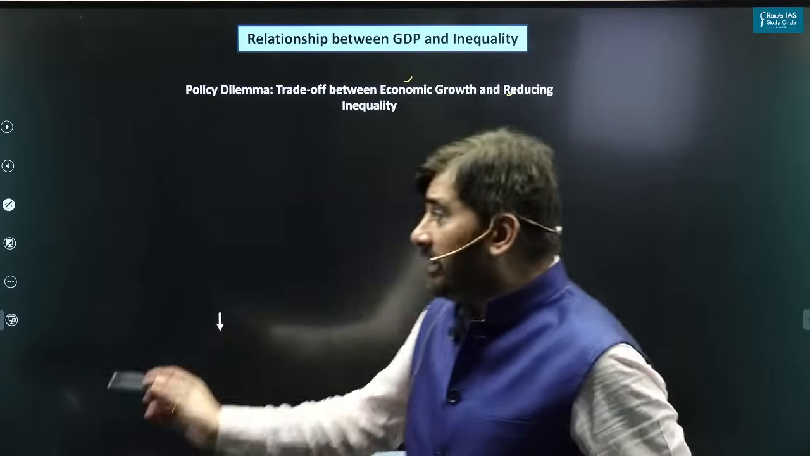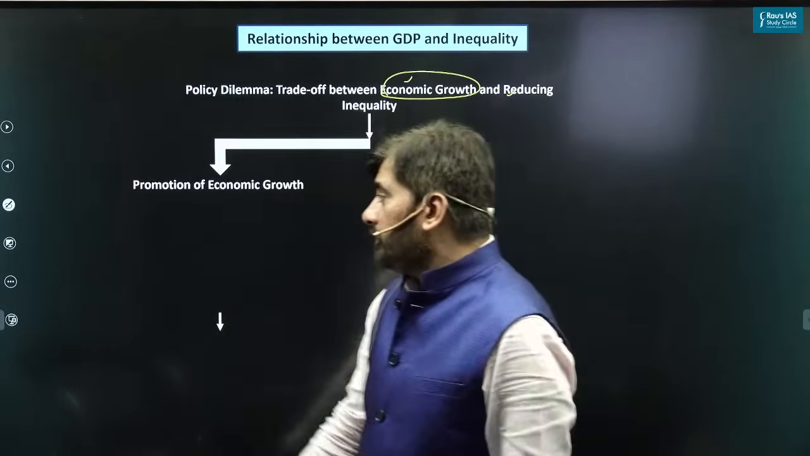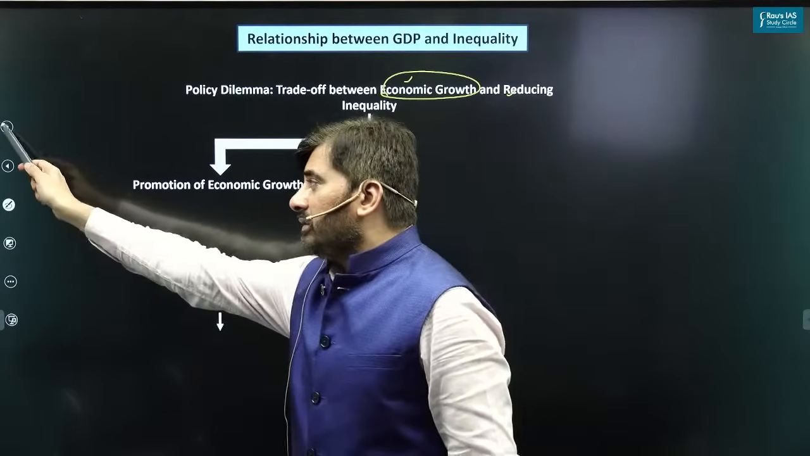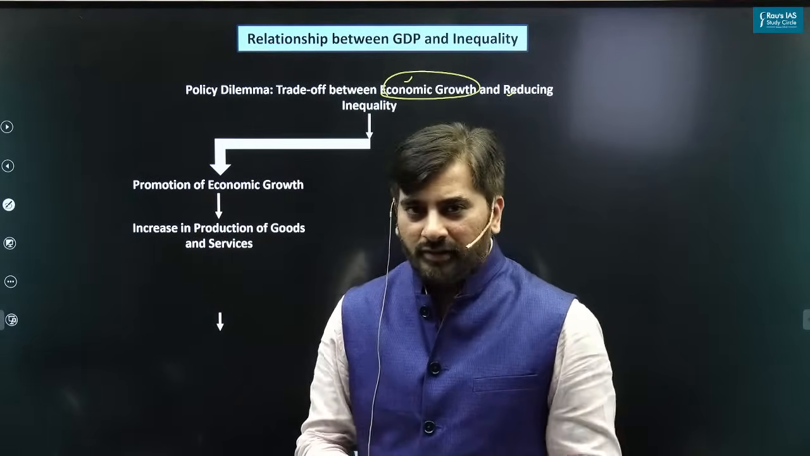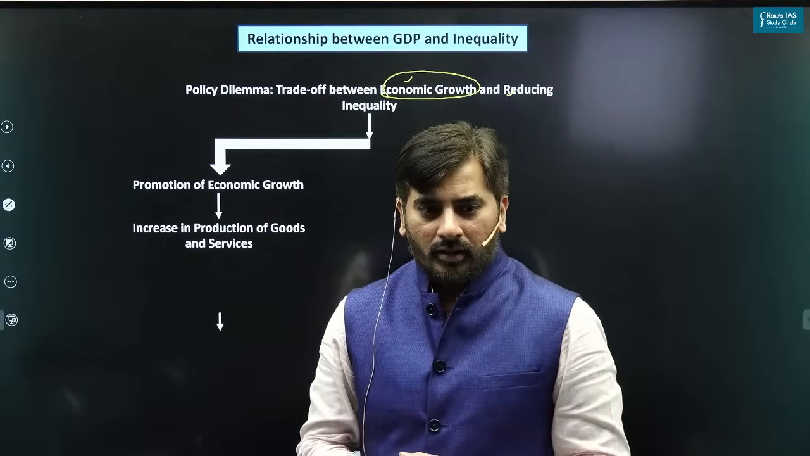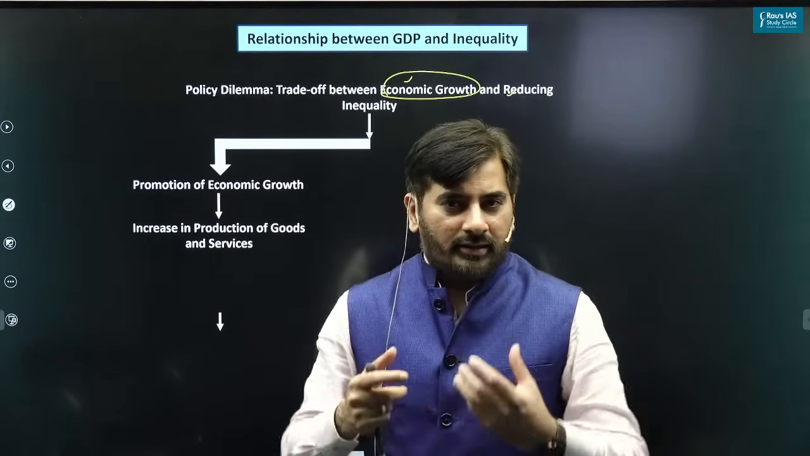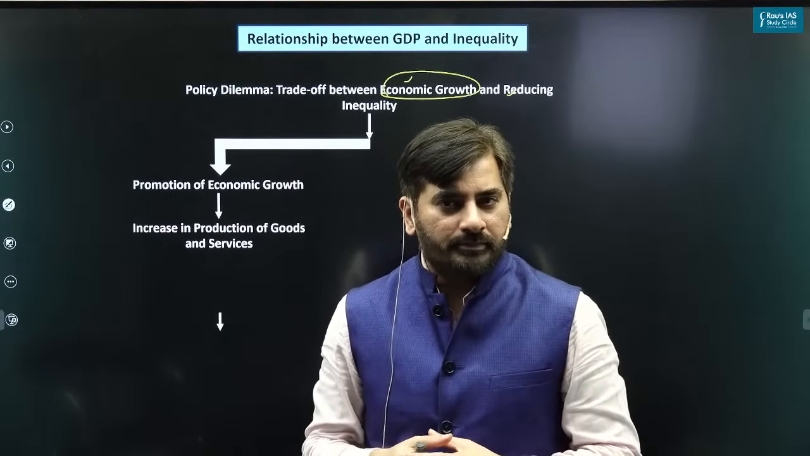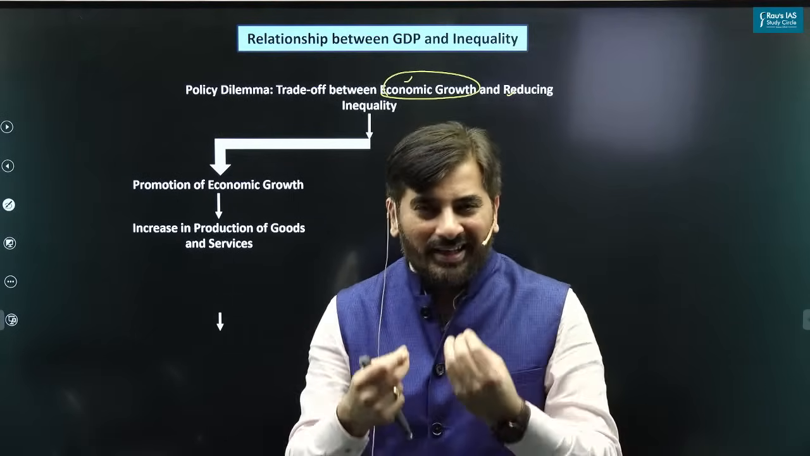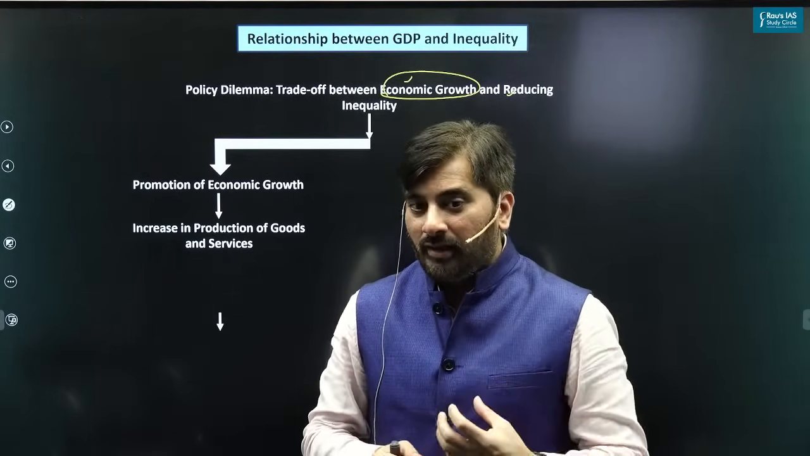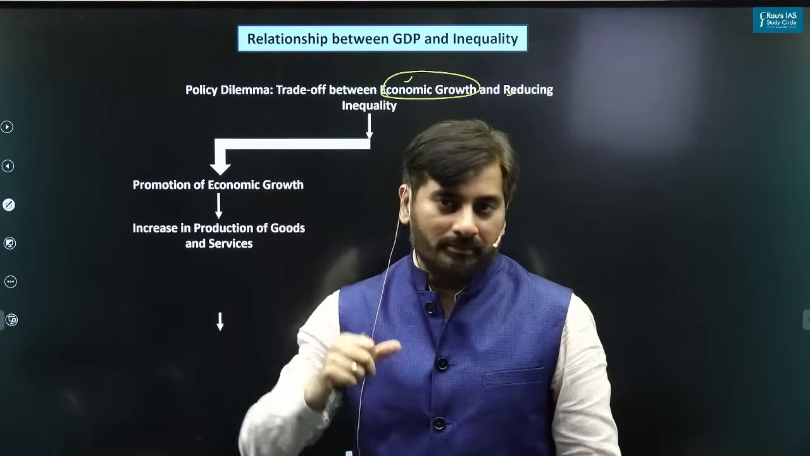For example, let's say a particular country is focusing more on increasing its GDP growth, right? In that case, think what will happen? There will be increase in the production of goods and services because GDP is increasing. Now, because the GDP is increasing at a very fast pace, this can lead to creation of more jobs. Creation of more jobs means per capita income of the people will increase. Because of that, we can say more number of people will be pulled out of poverty, right?